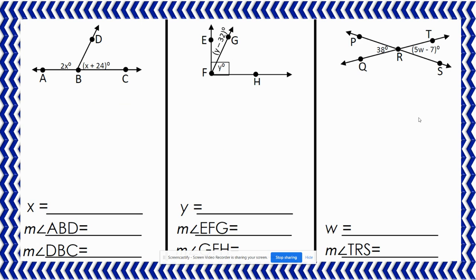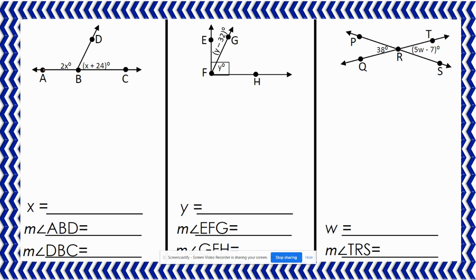Now let's look at some more problems. So let's start with this one. We have angle ABD and angle DBC. And we need to find out, actually for this, what is the value of x? Because I don't know either of these angle measures.